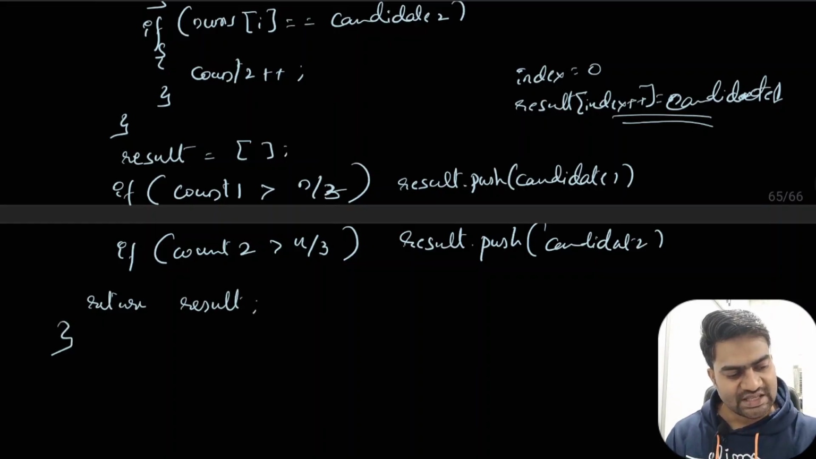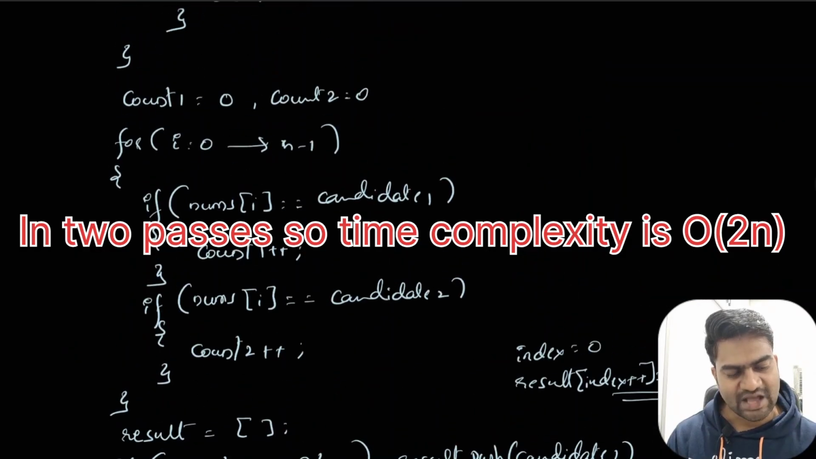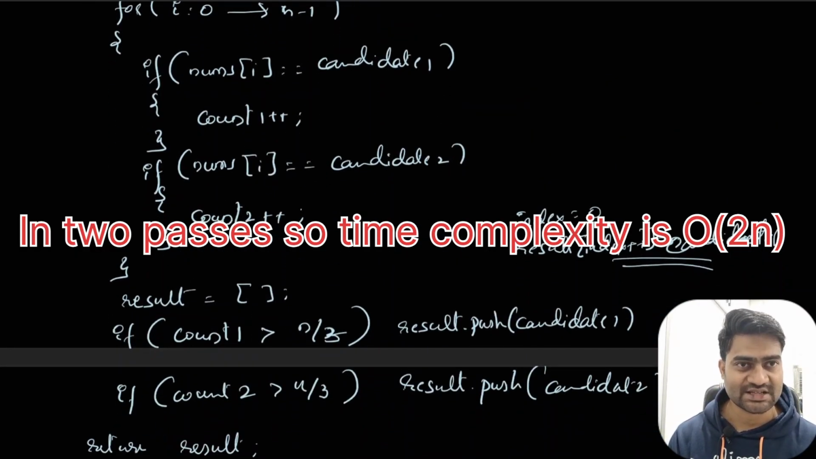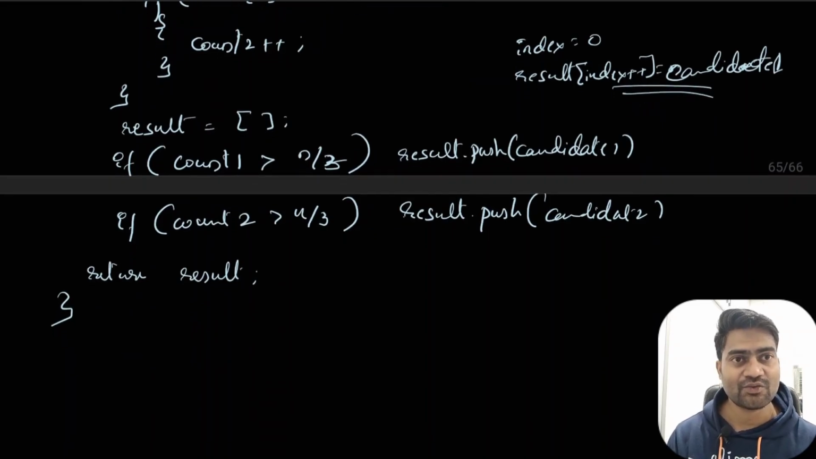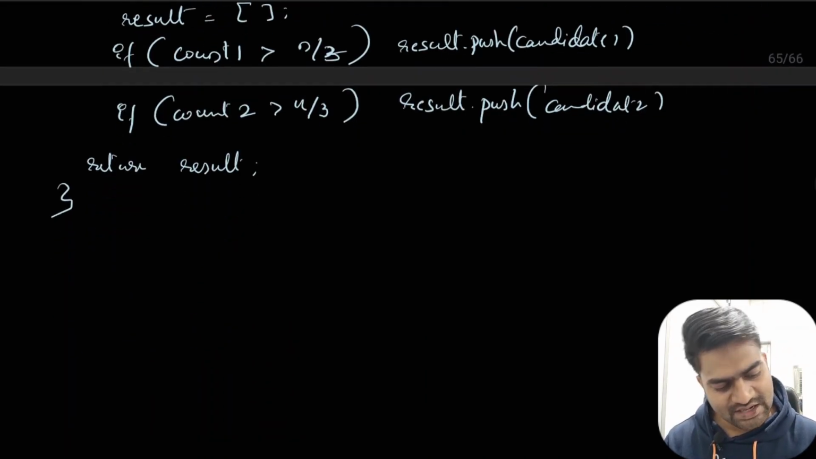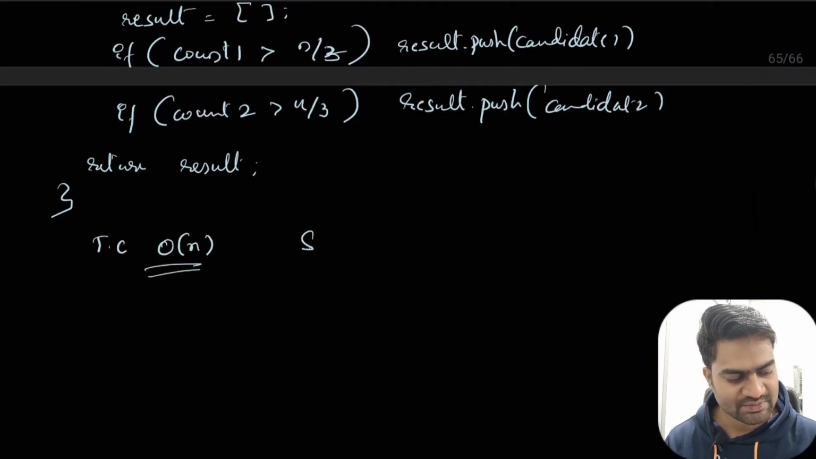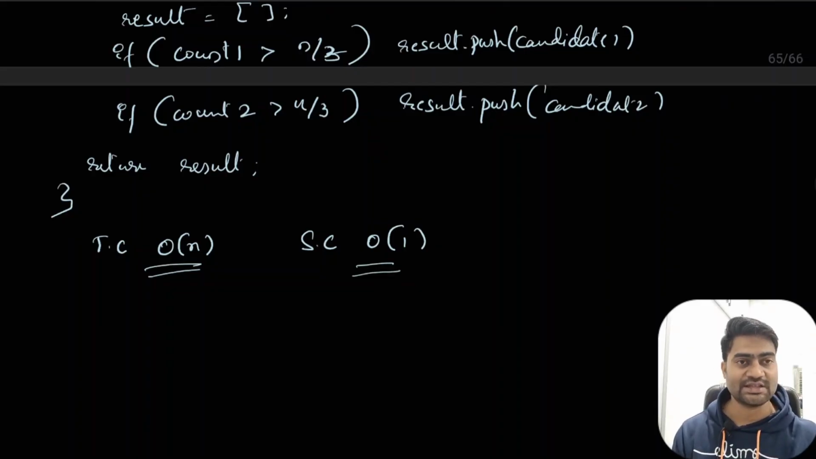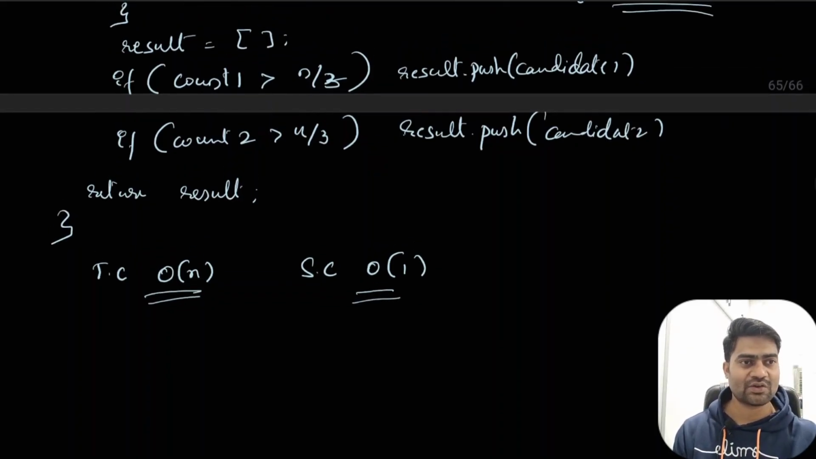Okay, if you see, we do this in a single pass, and we are not using anything extra. We are using a few variables, but apart from that, we are not using anything extra. So our time complexity will be of order n and space complexity will be of order 1. So this is how we effectively use Boyer-Moore's voting algorithm here.